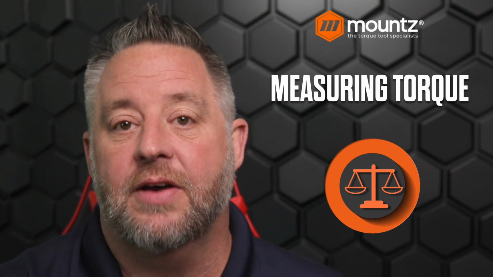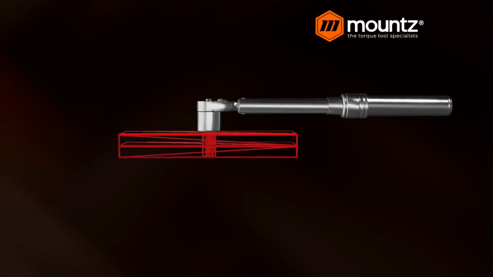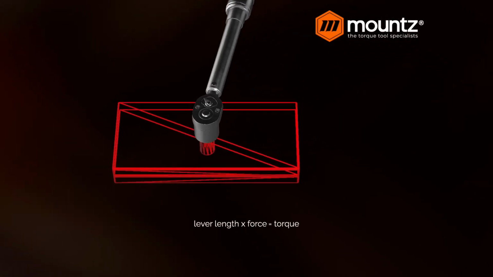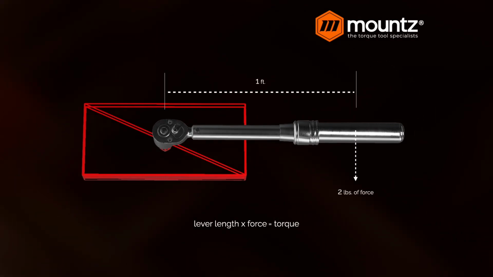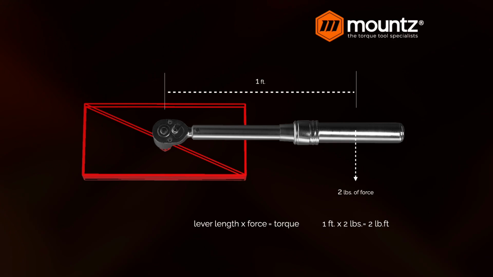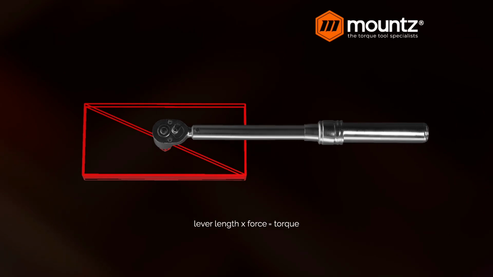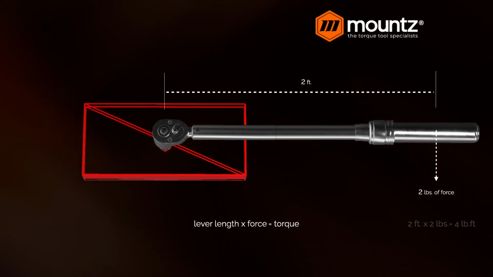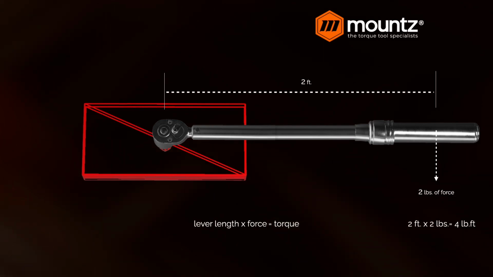But on a basic level, this is what we are measuring. And so if we look at a fastener here where we have a wrench that we are applying force to, say, I believe we're going to be at 1 foot of distance, and we put 2 pounds of force on the 1 foot moment arm, then we are getting 2 foot-pounds of torque. Now, if we extend this out to 2 feet with the same 2 pounds of force, we have now increased our torque to 4 foot-pounds.